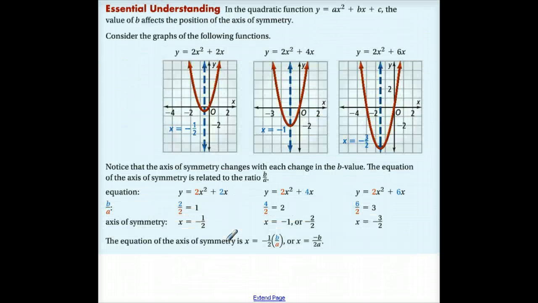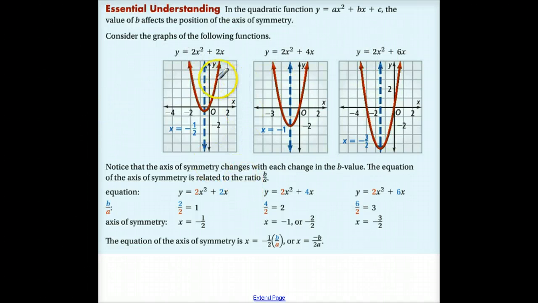So consider the following graphs. Notice that all the parabolas open upwards. This is because the coefficient of the x squared term is positive. Had this been a negative, our parabola would open downwards. I just wanted to point that out.